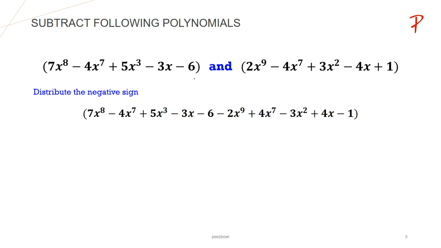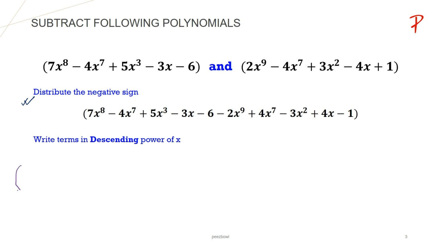So for the subtraction of these two polynomials, first we distributed the negative sign on the second polynomial, and this is what we get after distributing the negative sign. Now we need to write each term in descending power of x. So the higher power of x will come first and gradually lower powers of x will follow. Let us arrange all these terms in descending power of x.